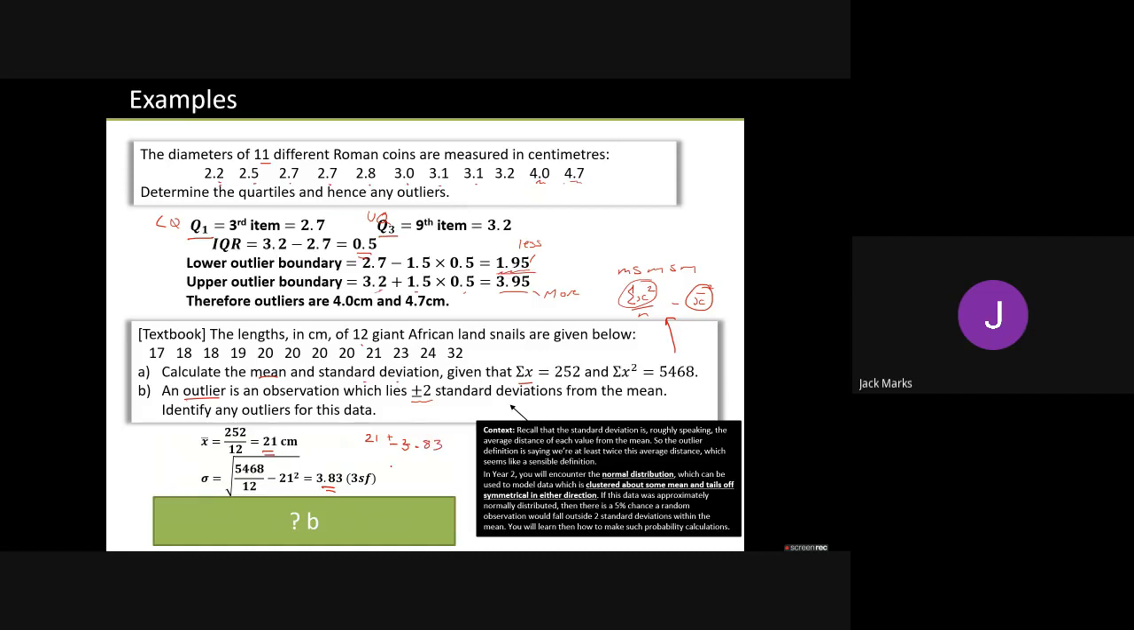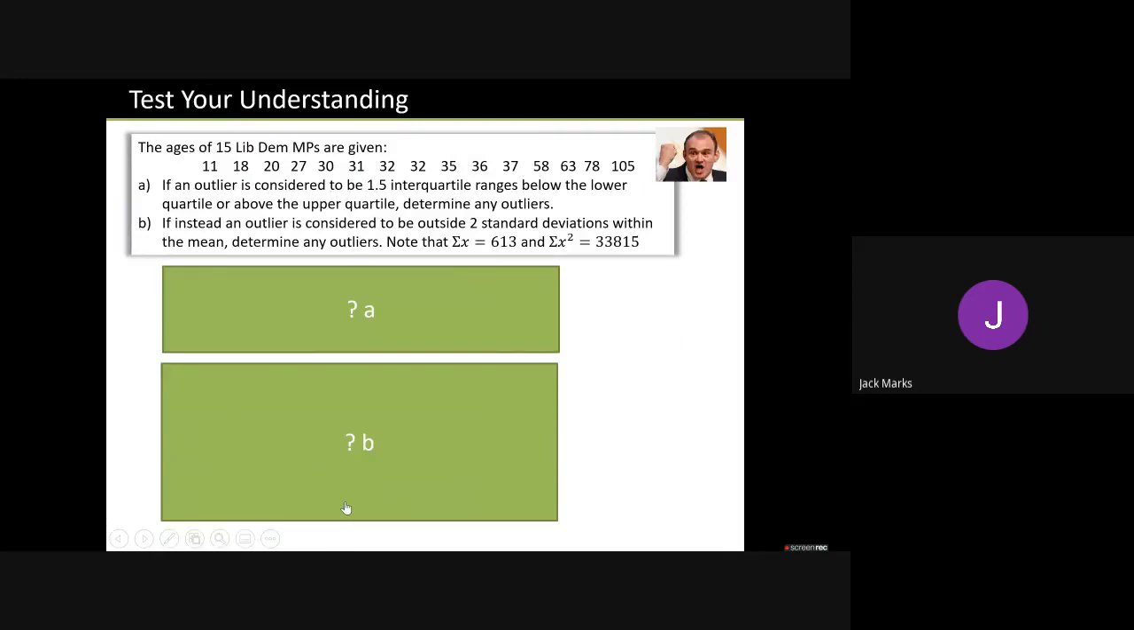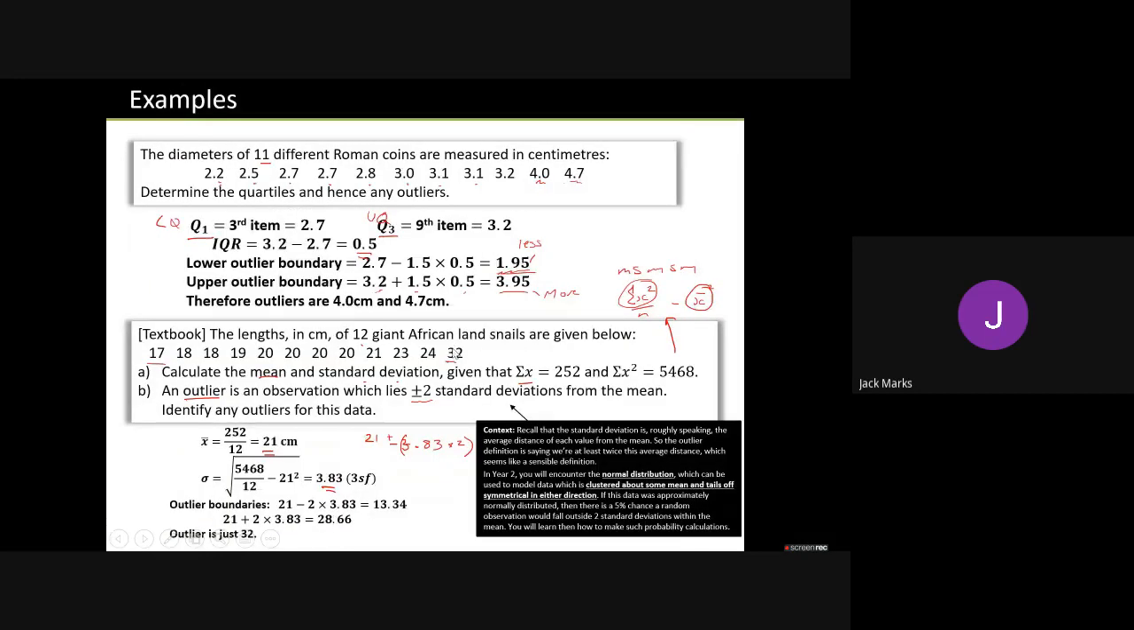3.83, in fact, let's say 3.83 times 2, because it's 2 standard deviations. This will give us our new boundaries, okay? And then we will check, especially the minimum and the maximum, if there are any outliers. So we see our new boundaries are 13.34, so the lower end will be unaffected because 17 fits within that. At the higher end, we've got 28.66, so 32 lies outside the region that we consider not to have an outlier, it is an outlier.